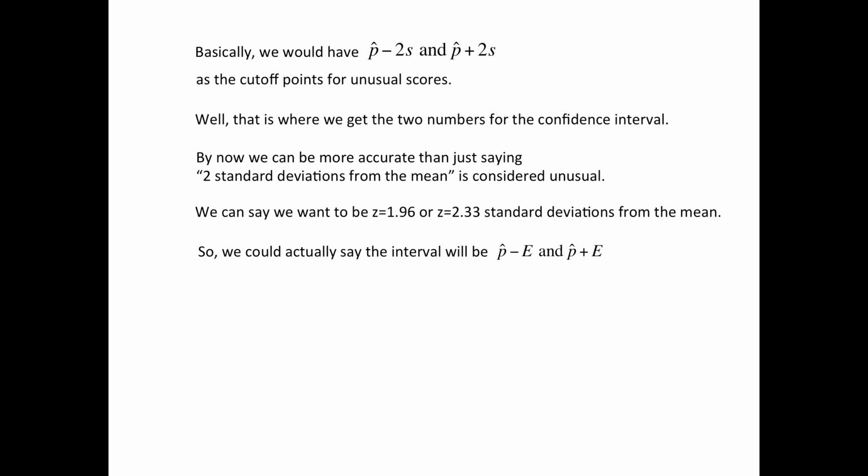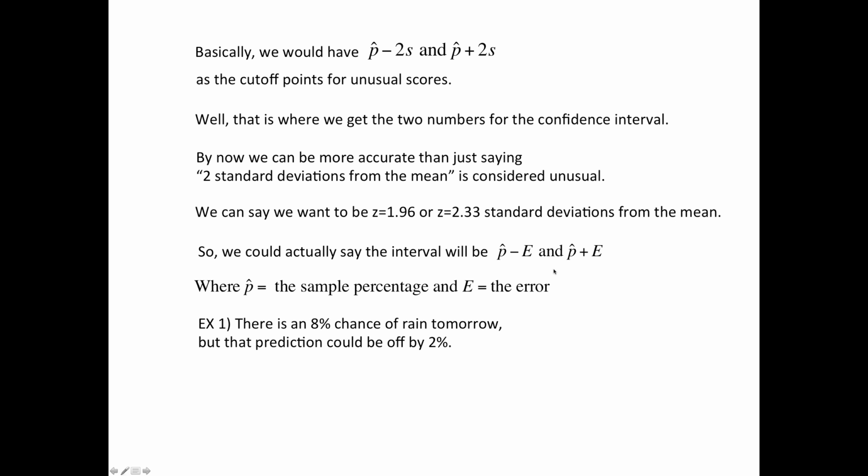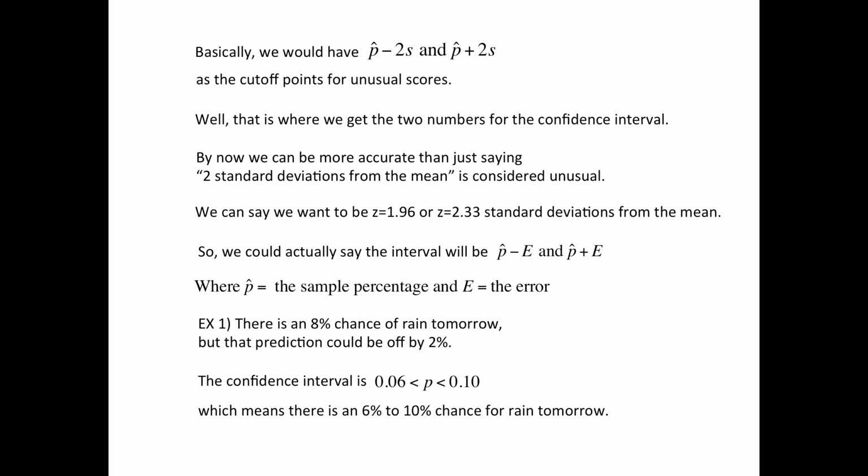So basically, you can say there's the sample percentage, and then it can't be 100% accurate, so we're going to have some error. That's what this E is. And so the interval comes from taking the sample plus the error, and the sample minus the error. So here's a small example. I say there's an 8% chance of rain, but my prediction could be off by 2% plus or minus. So then the confidence interval would look like this. The chance of rain is somewhere between 6 to 10%.